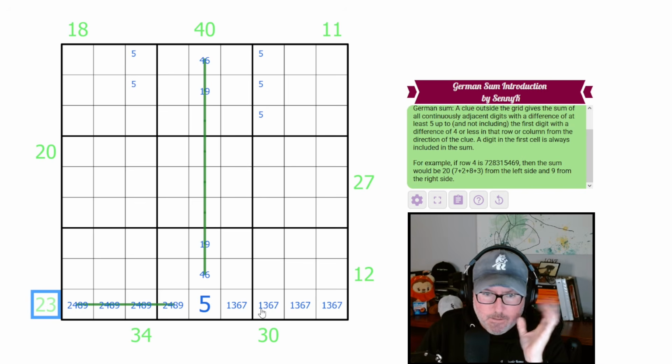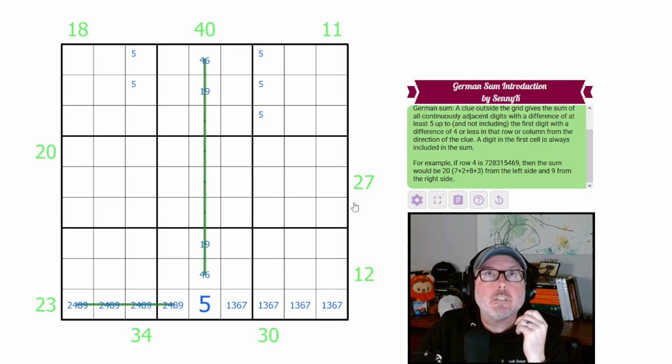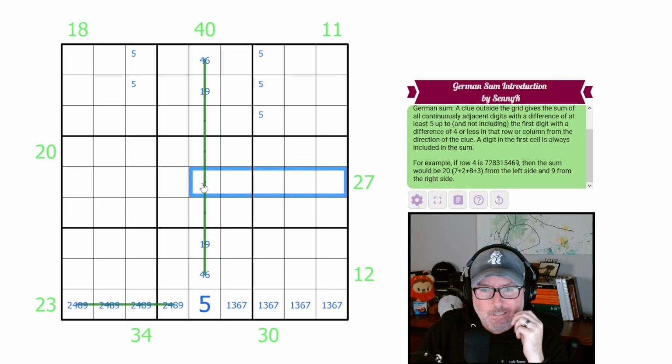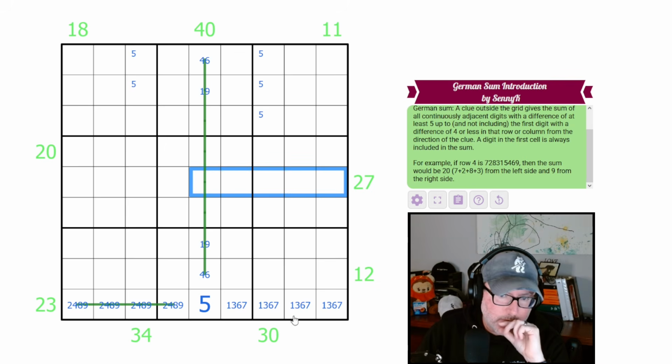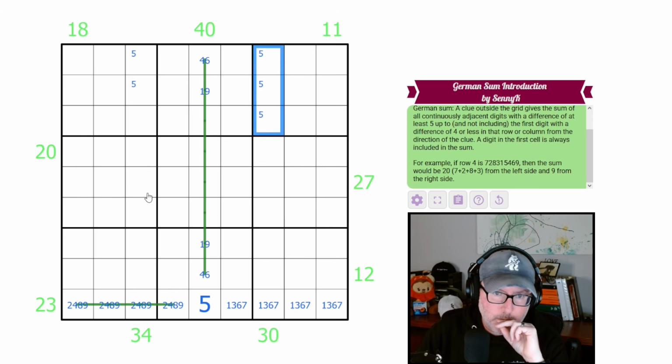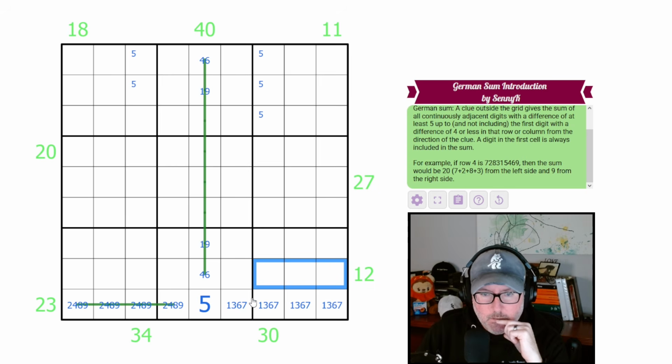The 23, I think we're good with. The 34 and the 30, I think we've kind of taken it as far as we can at the moment, unless there's some other way I can think about it. What about the 27? I don't think that's going to have the same restriction on pushing the 5. The 12 doesn't really either.